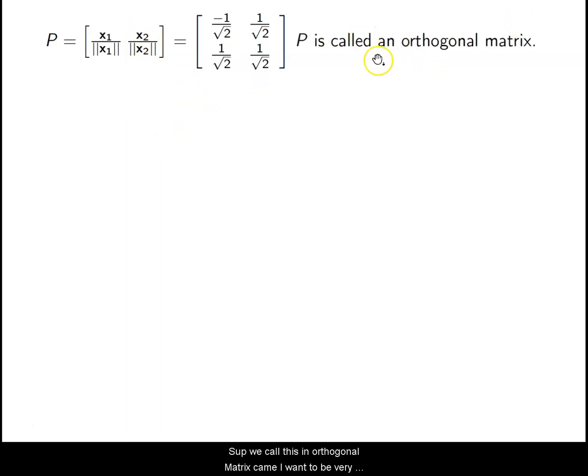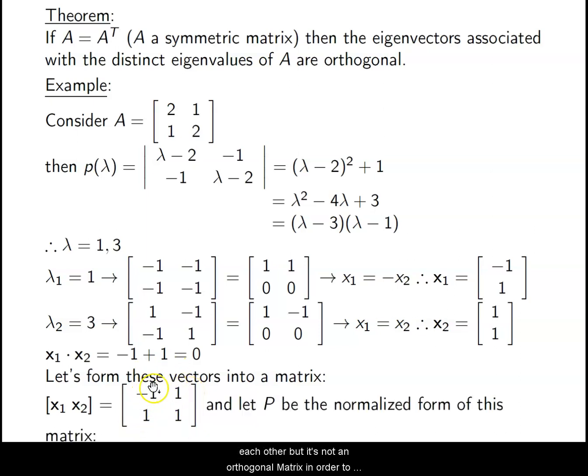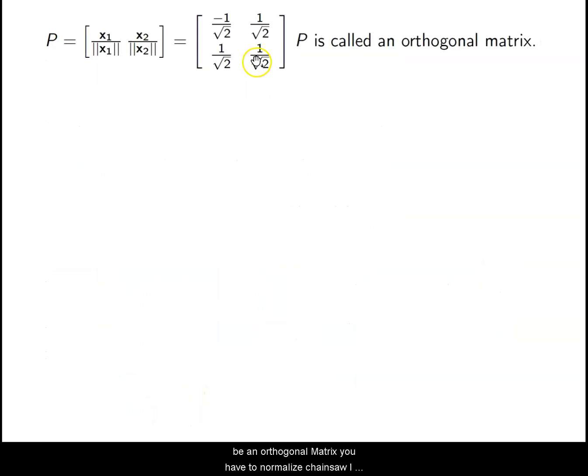So we call this an orthogonal matrix. I want to be very clear here. An orthogonal matrix is not a matrix where only the vectors are orthogonal to each other, right? Because that's what we had here. These two column vectors are orthogonal to each other, but it's not an orthogonal matrix. In order to be an orthogonal matrix, you have to normalize. So I just want you to remember that now. You have to normalize. I know it does not say an orthonormal matrix, but that's what it is. An orthogonal matrix is one where the vectors are orthogonal to each other and they are normalized.